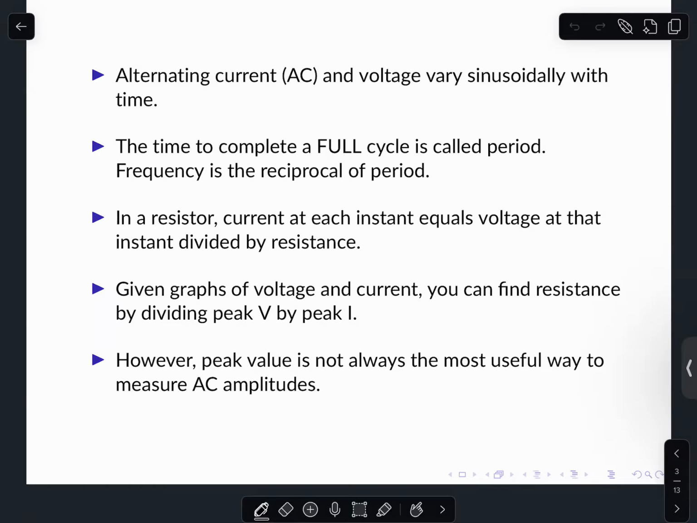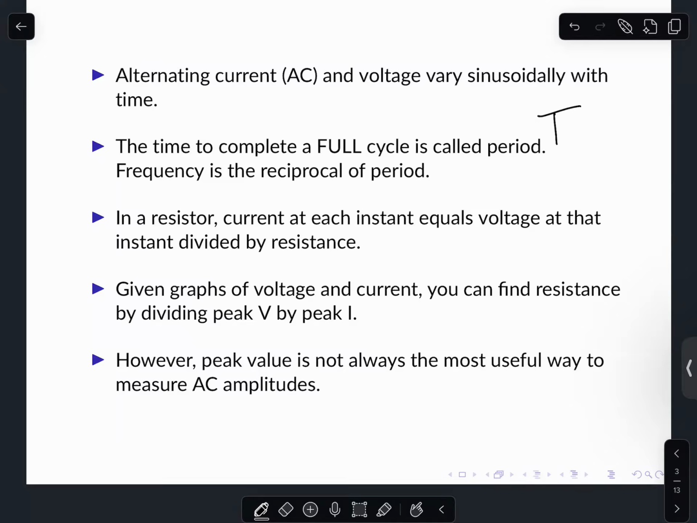Seconds. Period is measured in seconds. I should also write down the symbol for period. Period we call not just any t, but capital T. If I say little t, I'm talking about any old time. If I say capital T, I'm talking about that particular time, which is when a full up and down cycle has happened.